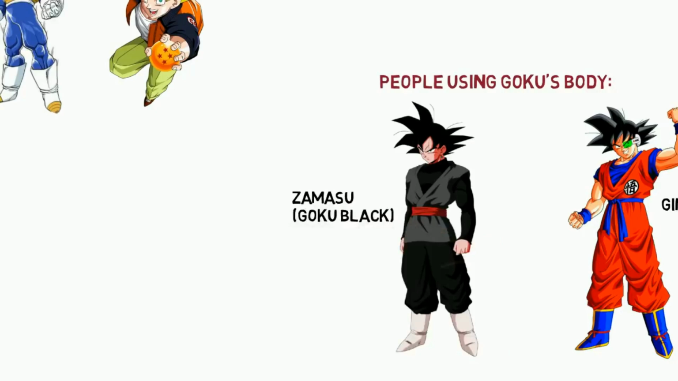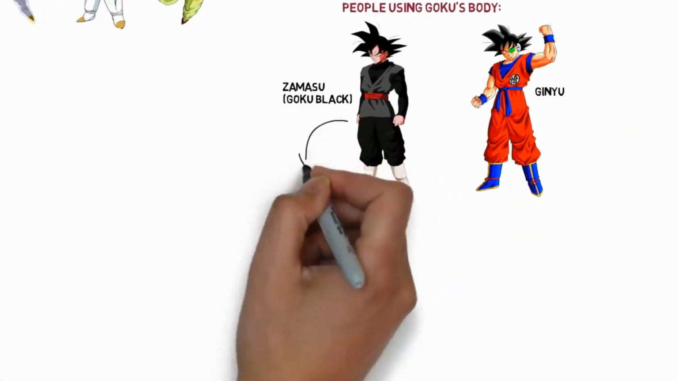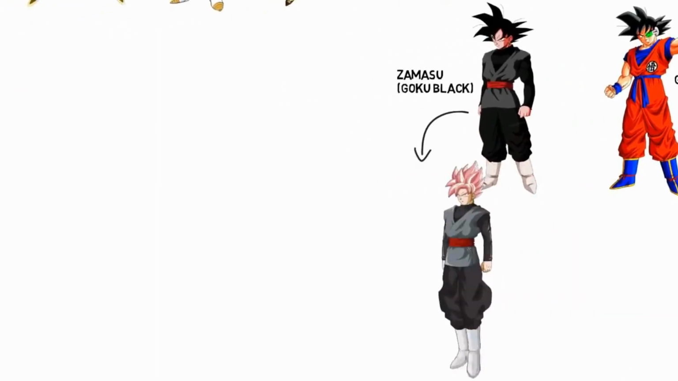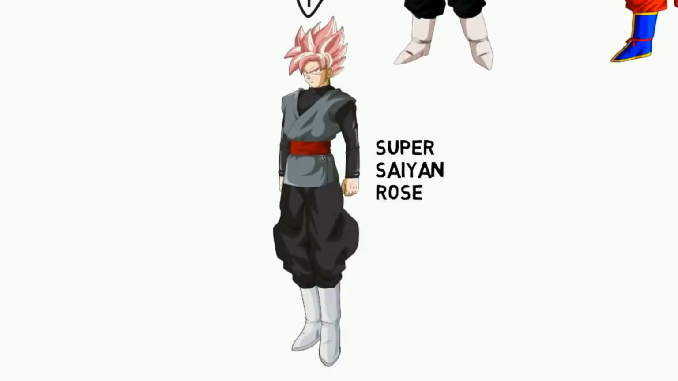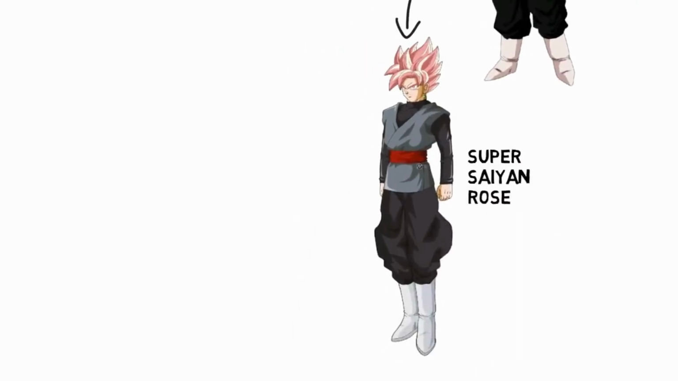Goku Black, as we call Zamasu in Goku's body, transforms into a unique pink-haired Super Saiyan called Super Saiyan Rose, as a result of him utilizing his immortal God Ki, which he already possessed to begin with. This form is on par with Goku's Super Saiyan Blue.